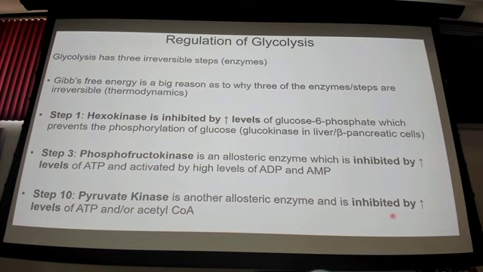So PFK, or phosphofructokinase, is an allosteric enzyme that's inhibited by high levels of ATP and increased by high levels of ADP or AMP. Pyruvate kinase is the final step in glycolysis. It is also an allosteric enzyme, and it is inhibited by high levels of ATP and acetylcholine.